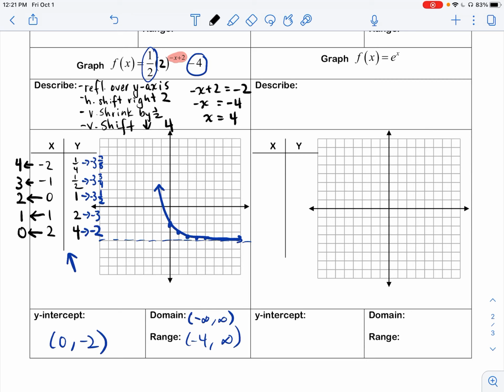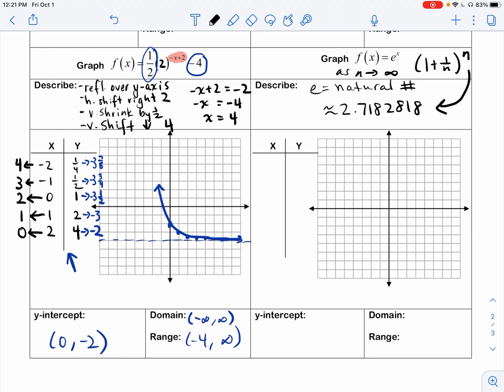Finally, what are we noticing about this function over here? Well, it's probably worthwhile over here on the right side to make sure that we understand what e is. e is what's known as the natural number, also known as Euler's number, and its approximate value is 2.7182818. Well, where does this come from? This comes from taking this expression and raising it to the nth power. And as n approaches infinity, that is to say, as n gets very, very large, then this output is going to approach this value.